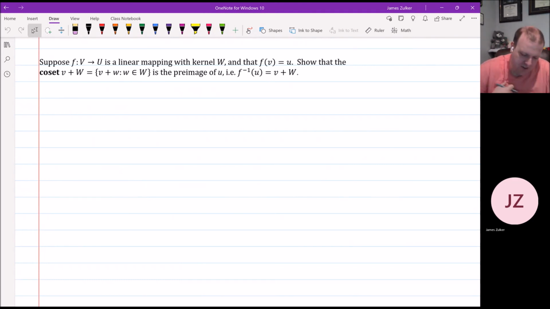We want to show that the coset V plus W, which is V plus w such that w is in the kernel W, is the pre-image of U. In other words, F inverse of U is V plus W.